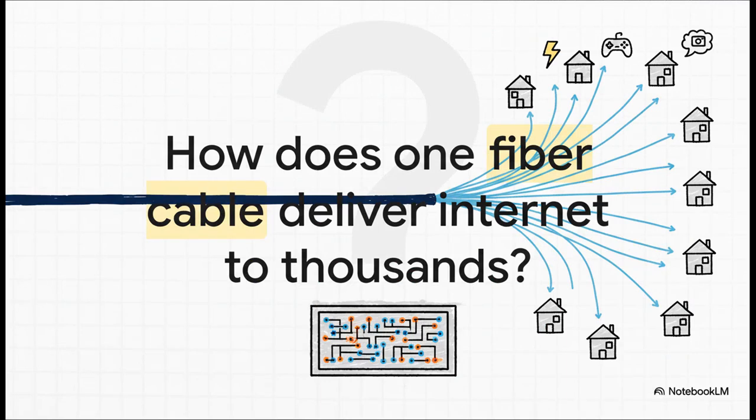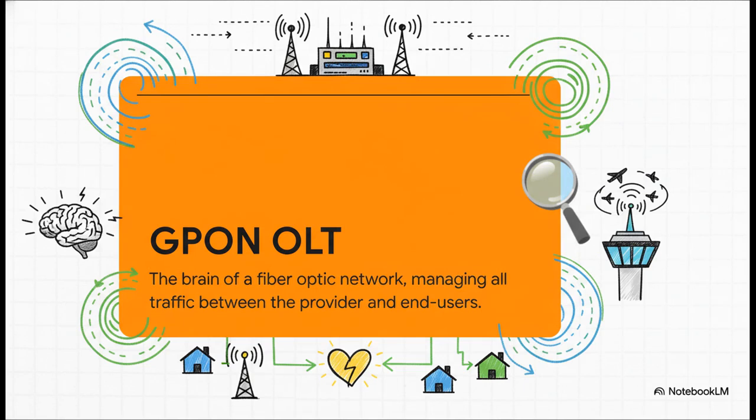Now, really, just think about that for a second. One single, tiny thread of glass, and it's pumping 4K movies, intense online games, and all our video calls to hundreds, if not thousands of homes at the exact same time. How does that work? Well, it's not magic, it's coordination. And all of that coordination comes from one central spot. And this is that spot, the GPON OLT, which is short for optical line terminal.